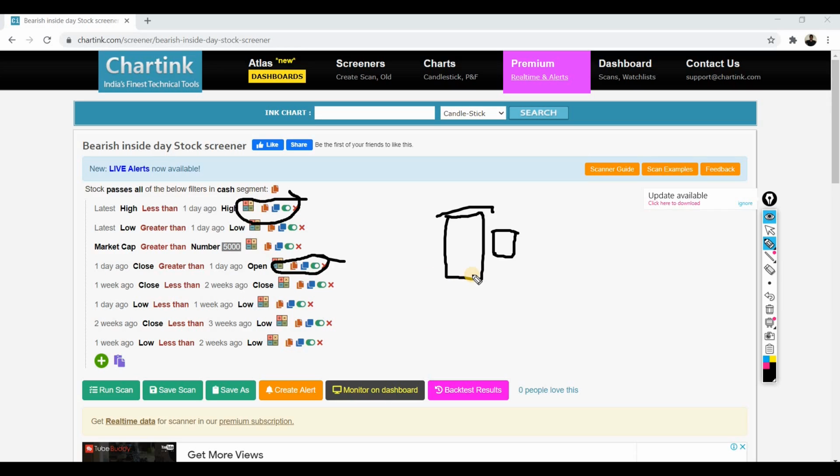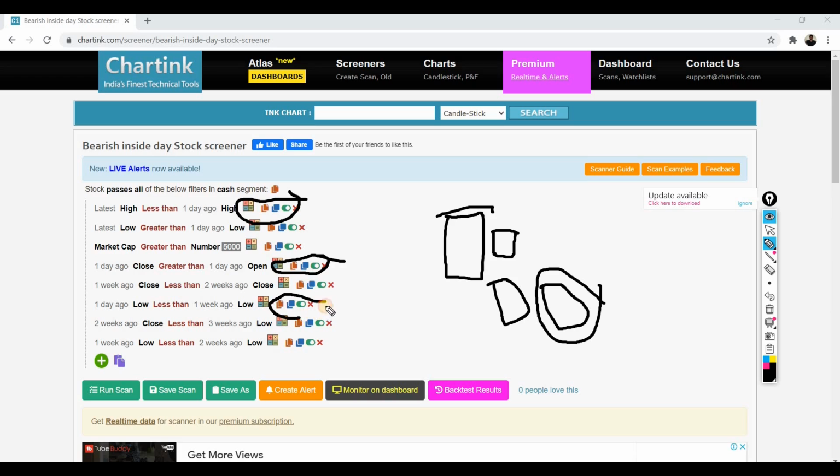1 week ago close less than 2 weeks ago close. What does this mean? This is 1 week ago. This is 2 weeks ago. So what we want is that the 1 week ago candle's low to be less than the 2 weeks ago candle's low, which means that there is a well established bearish momentum.